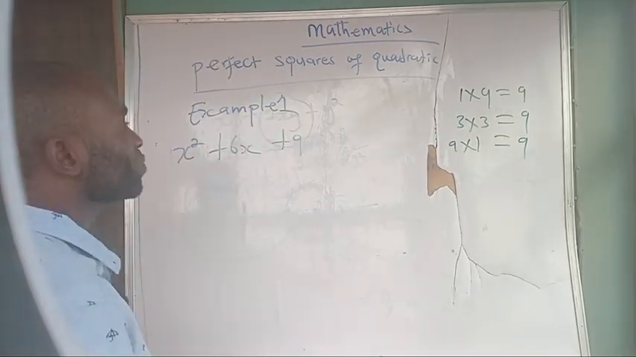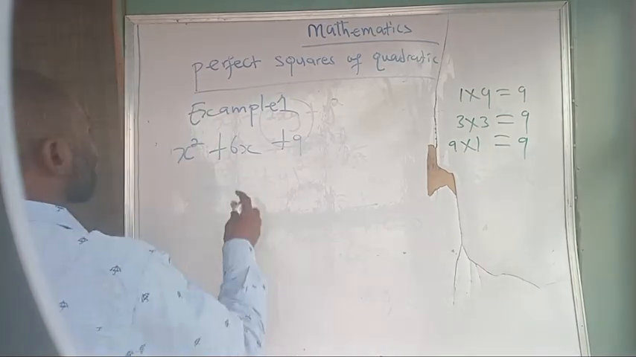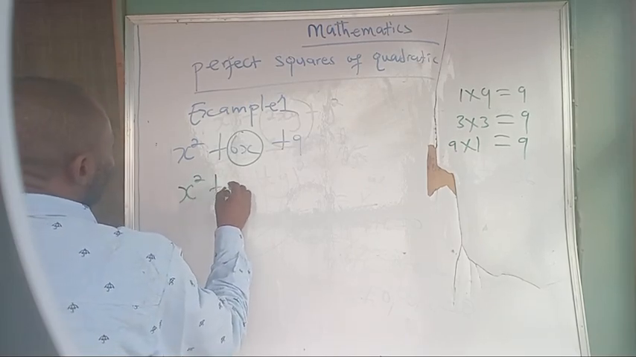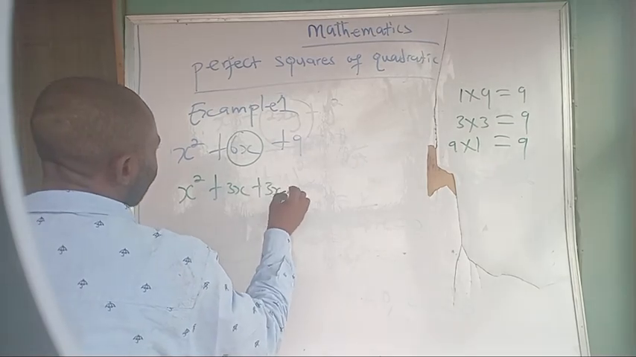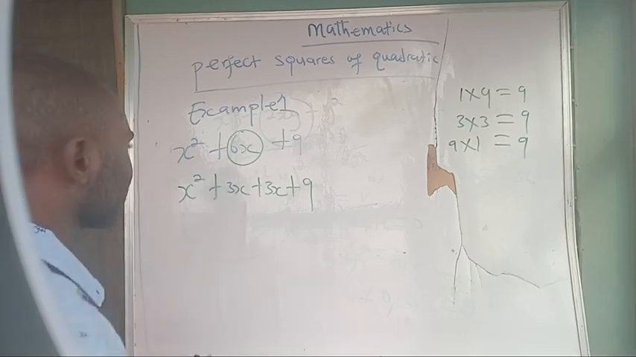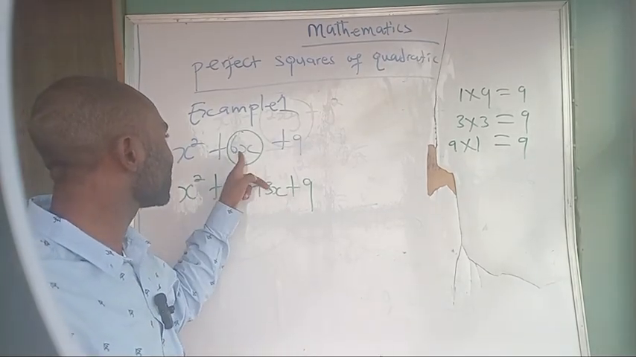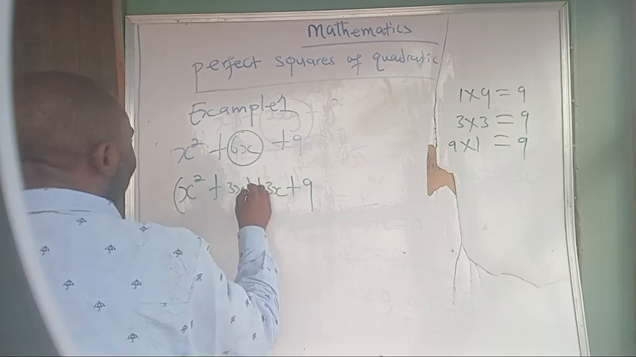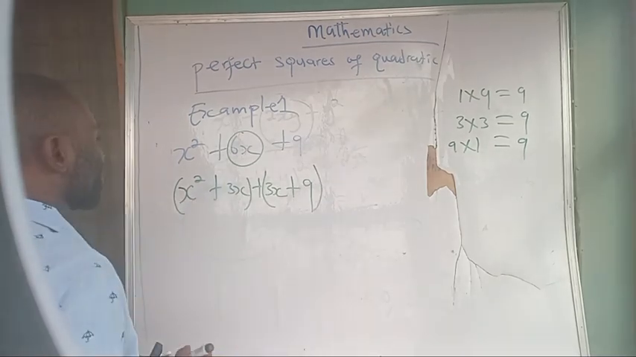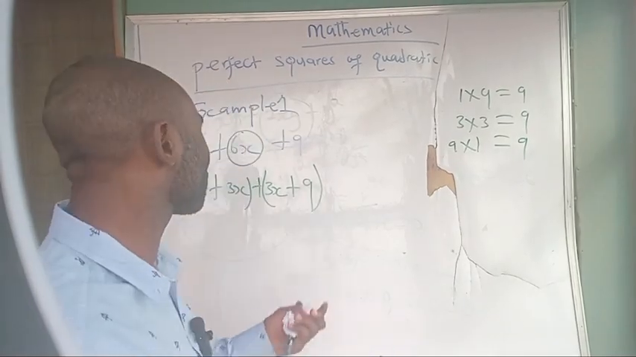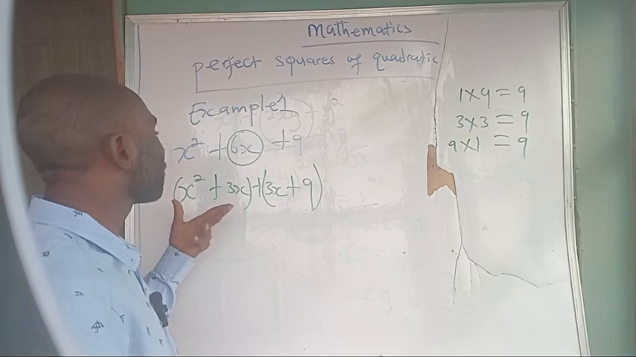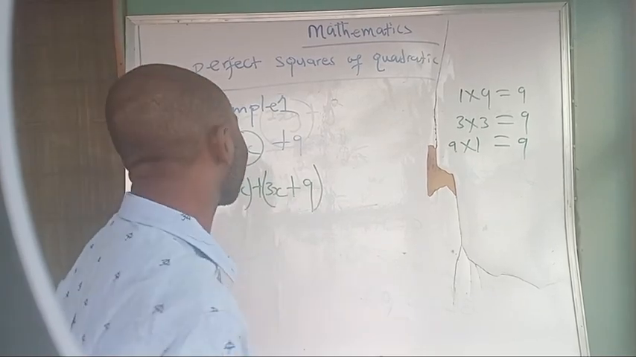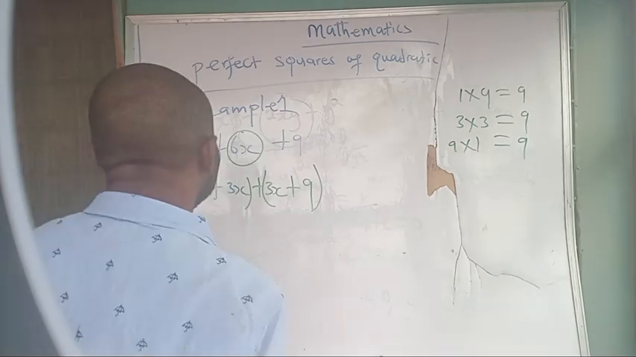So since we know they are 3 and 3, we will now substitute the middle term by saying x squared plus 3x plus 3x plus 9, because 3x plus 3x is 6x. We have not changed the equation, so we now insert our brackets. So inserting the brackets, you have to factorize. You have to look for the common factor for the first bracket and the common factor for the second bracket. And the common factor for the first bracket is x.